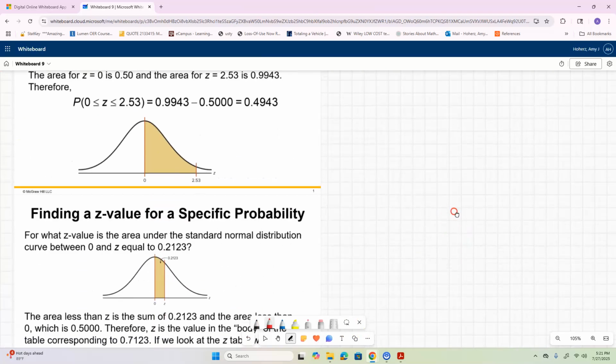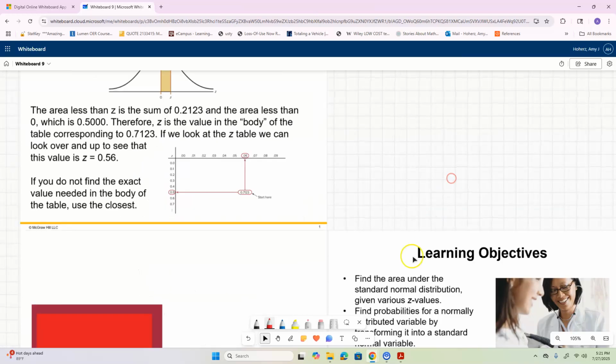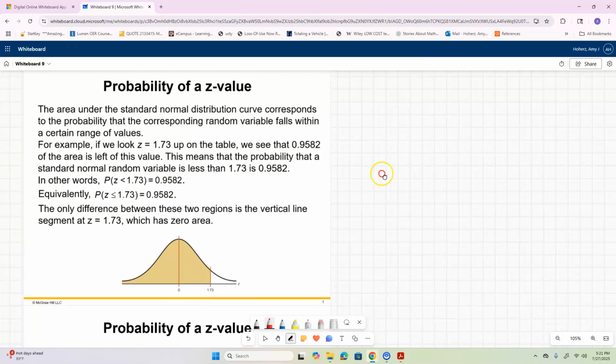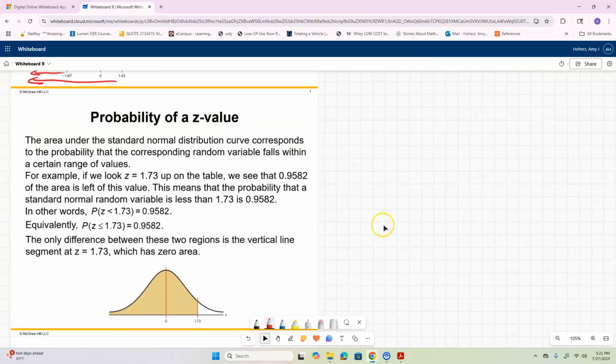Okay, so we've got, yes, I thought we were kind of getting close to the end. Okay, so we've got 3 slides left, just a couple more examples. So it says here that the area under the standard normal curve corresponds to the probability that the corresponding random variable falls within a certain range of values. So I've kind of been using it already, the probability.